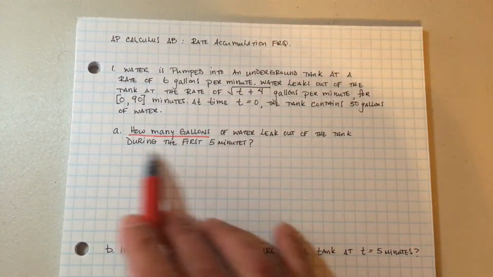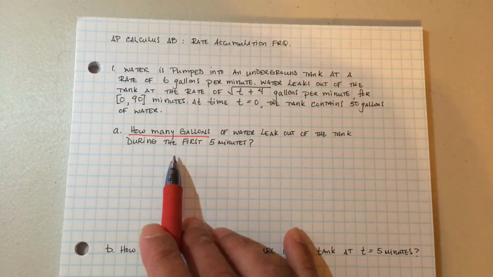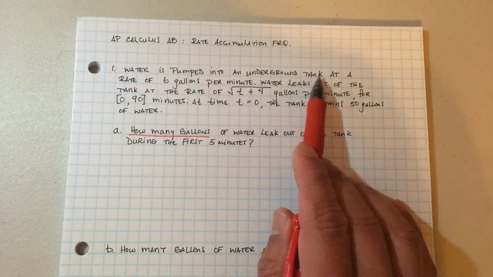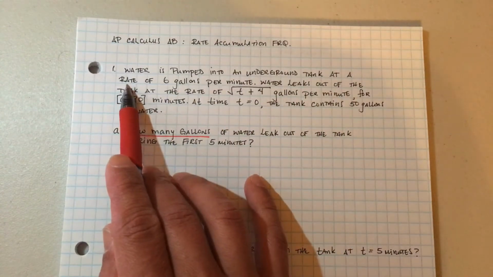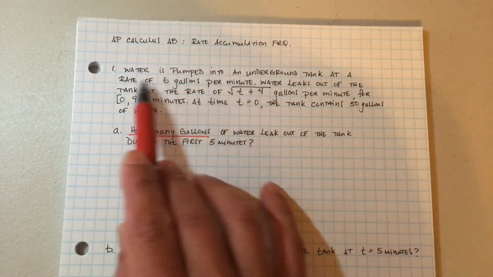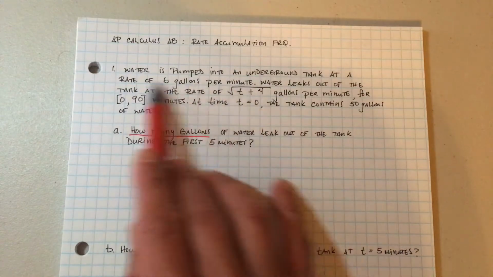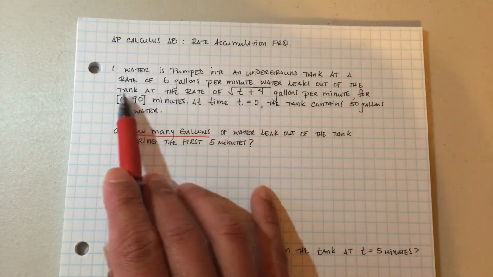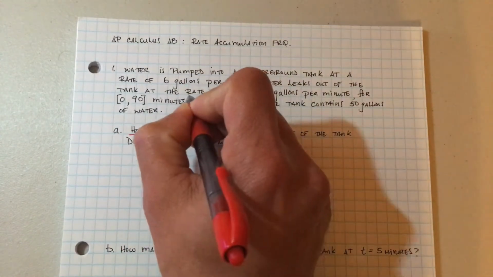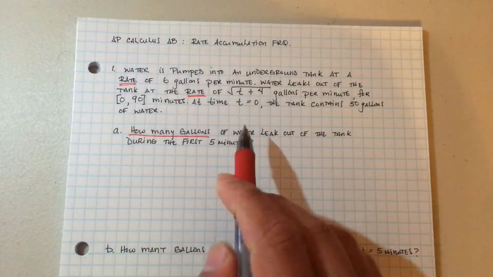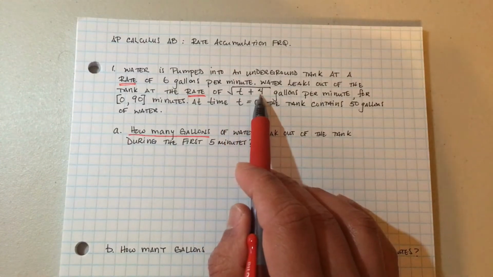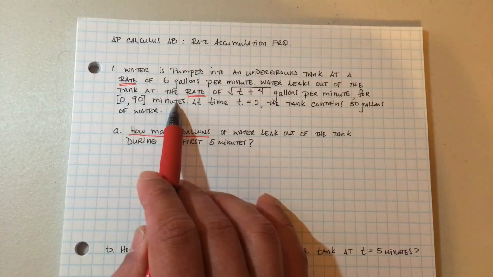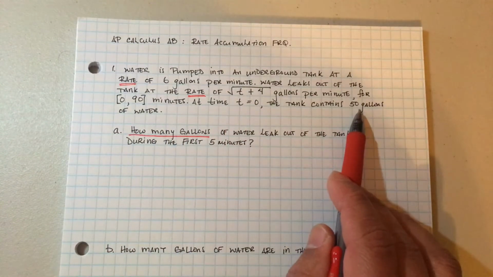You see that? How many? That already tells me I'm probably going to do the integral. And look here: water is being pumped into the underground tank at a rate of 6 gallons per minute, so this is already a rate. Water is going into the tank. Now water leaks out of the tank at a rate of square root of t plus 4 gallons per minute, between 0 and 90 minutes. And it tells us it starts off with 50 gallons.